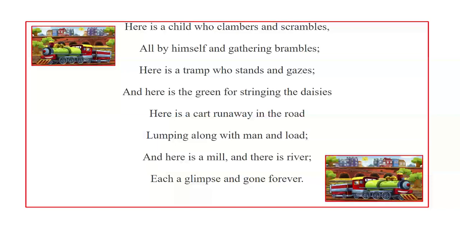Now here, what exactly is the poet trying to tell you by the line "Each a glimpse and gone forever"? Here the poet says that while traveling, nothing remains stationary. Everything moves along with the movement of the train. So every scene that you see in just a glimpse disappears, just because the train is moving, and new scenes, pictures, and images come in the place of the previous ones.